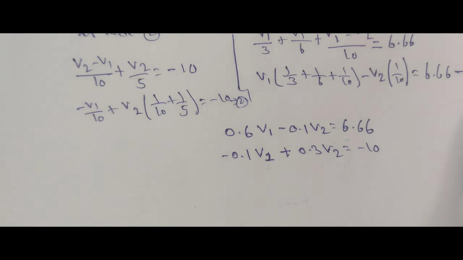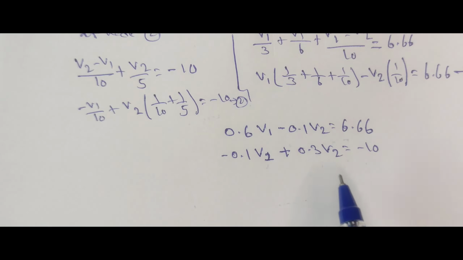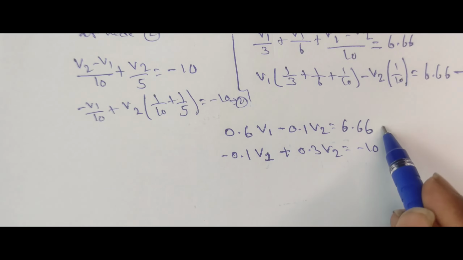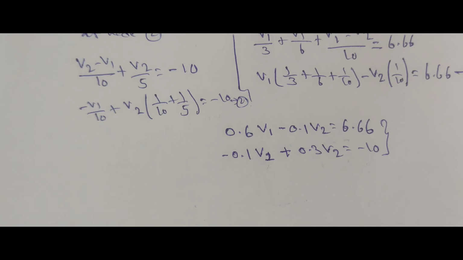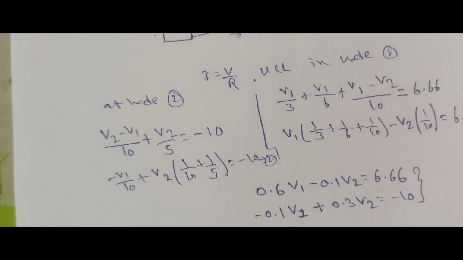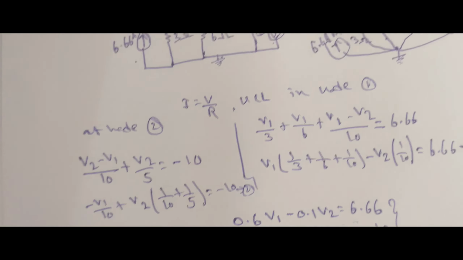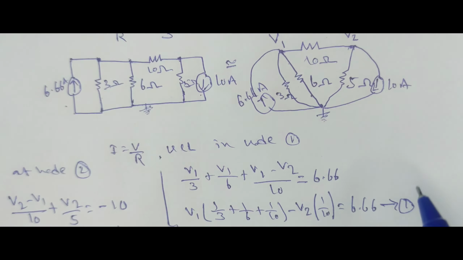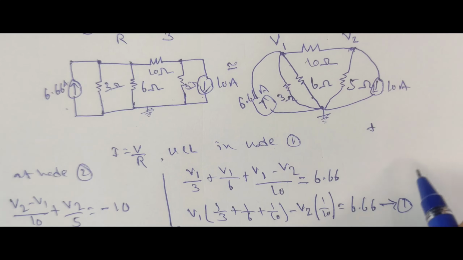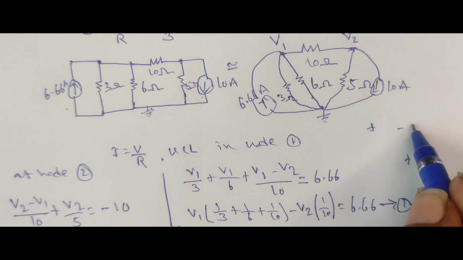After simplifying equation number 1 and equation number 2, we will get the simplified equation like this. We can also verify using the inspection method. I have already informed you that the number of nodes gives the number of rows and columns we need to draw. Here we have 2 nodes only, so we need to design a 2 cross 2 matrix. The diagonal entries are positive, and the remaining entries are all negative.